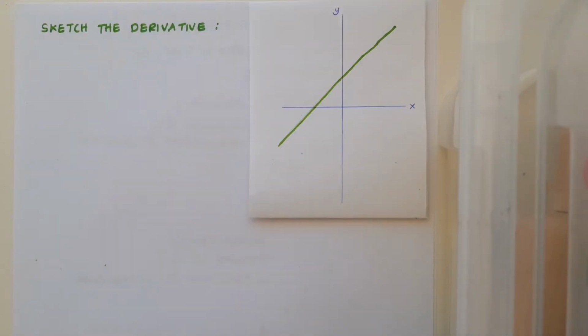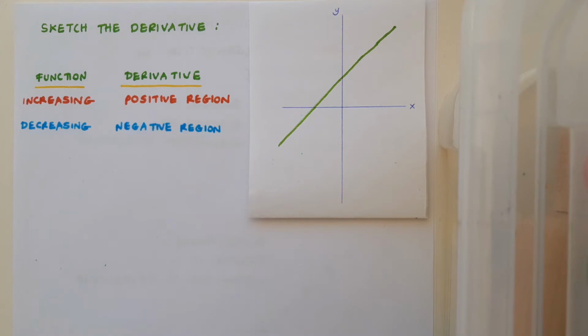So let's have a look at an example now. The question is to sketch the derivative of this function. When making decisions about what the derivative will look like, it's important to realise that whenever the function is increasing, the derivative will be in the positive region of the graph. On the other hand, if the function is ever decreasing, then the derivative is going to be in the negative part of the graph.